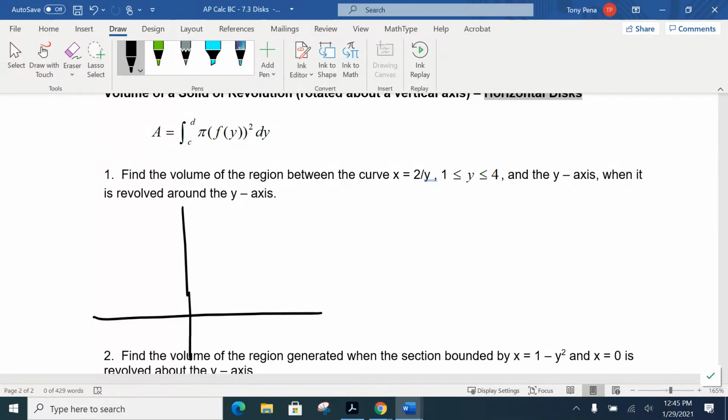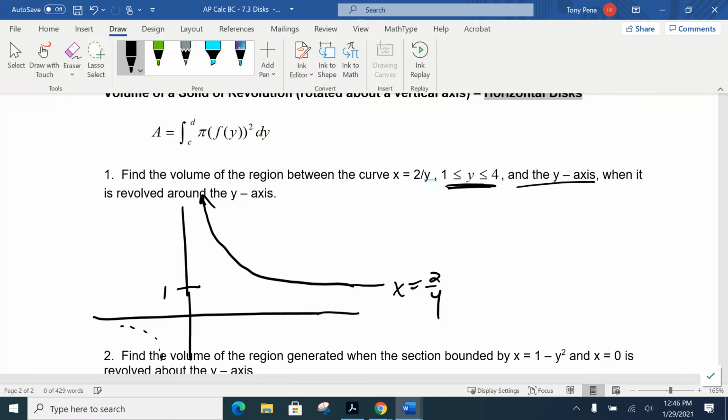X over 2y, you would get something down here. We don't need that because I'm going to ask you for y equals 1, between 1 and 4. So the part we need is the part of the graph that would be up here. So this is what this graph looks like. So this is the x over 2y. We only want the y values from 1 to 4 and then the y-axis. So if I did 1 here and then 4 right here, we now have kind of this bound on the bottom at y equals 1, and we have our upper bound up here at 4. So this is our region here.